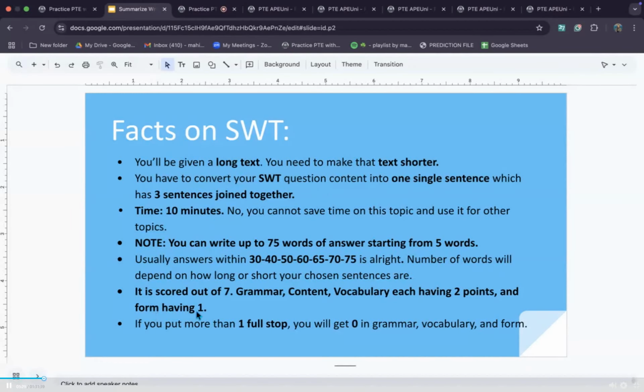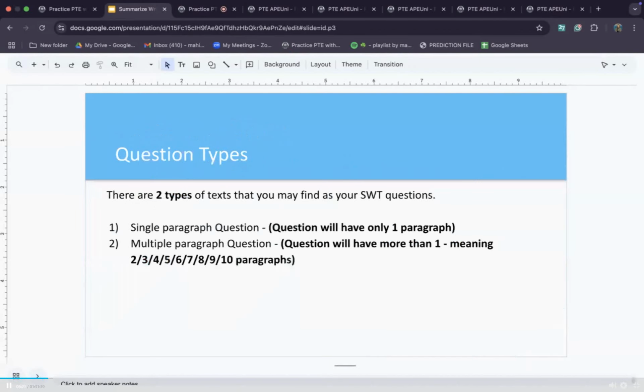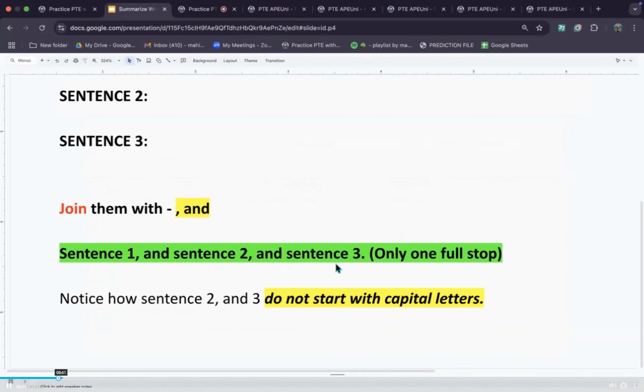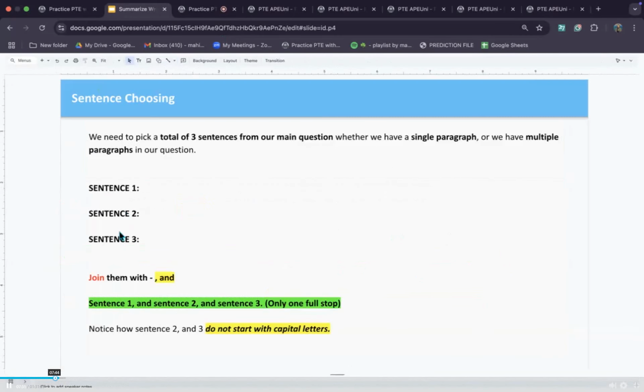Now a discussion on the question types. Again, there will be two types of questions in summarized written text. One, which we call single paragraph question, where you will have only one paragraph. Two, which we call multiple sentence question, with sentences one, two, and three.